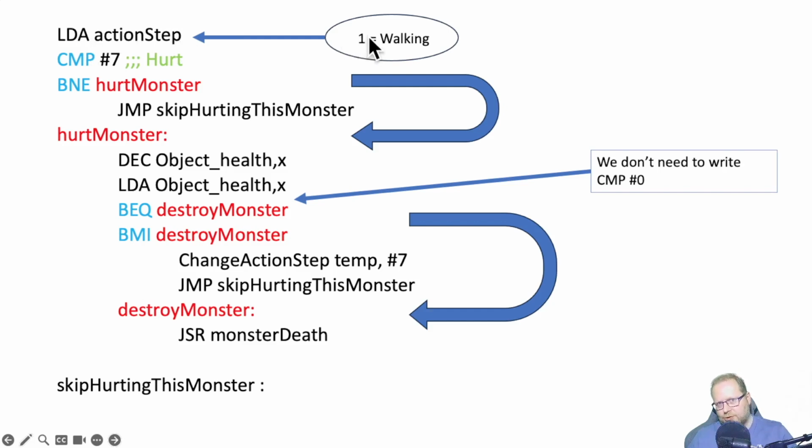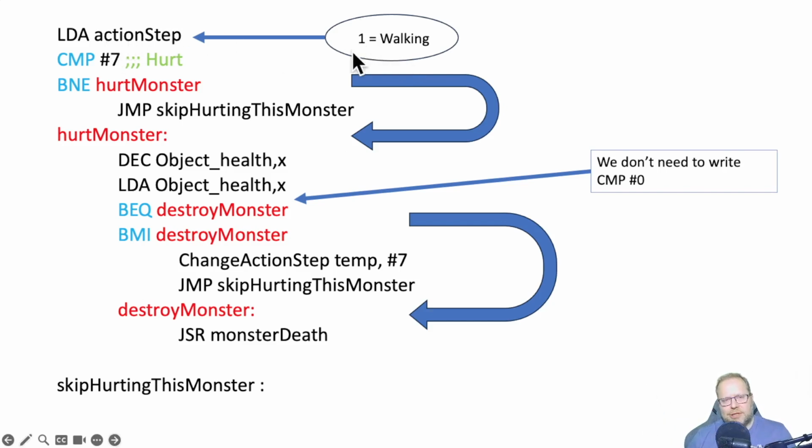And this is the monster hurt script. So which means the monster is in action step 1, he's walking around. Then I say compare whatever's in here to 7, which is the hurt state in NESmaker. So compare that to 7, branch if not equal. So that means that if the monster was in a hurt state, he is in his hurt state right now, then we can't hurt him again if he's already in the hurt state. But in this case, he's not in the hurt state. He's in action step 1. He's walking around, which means we can hurt him.